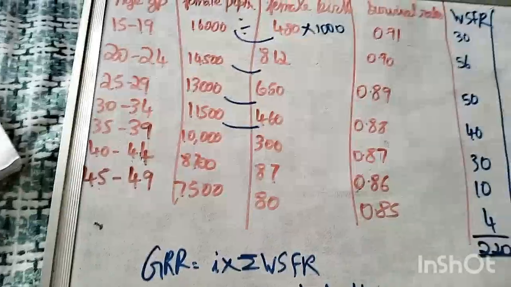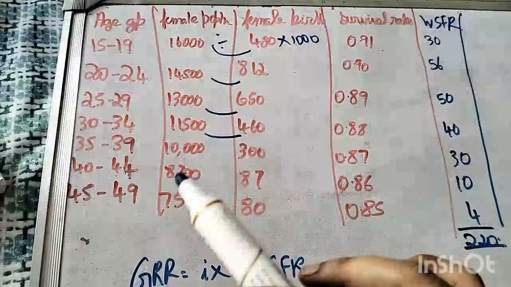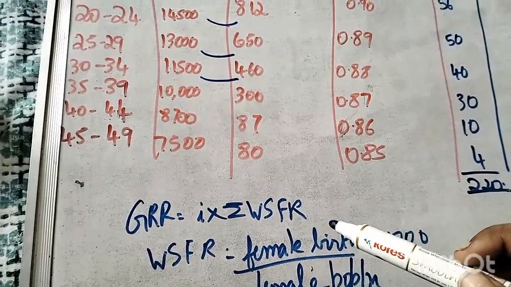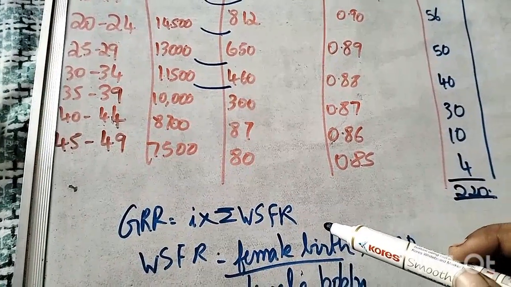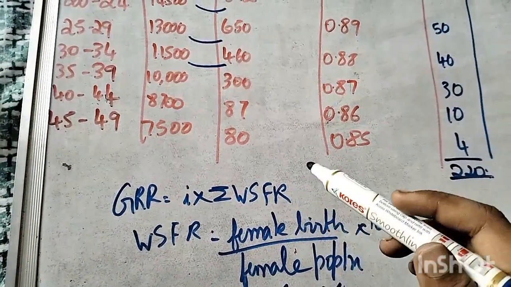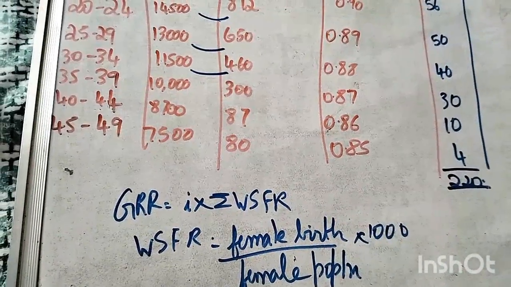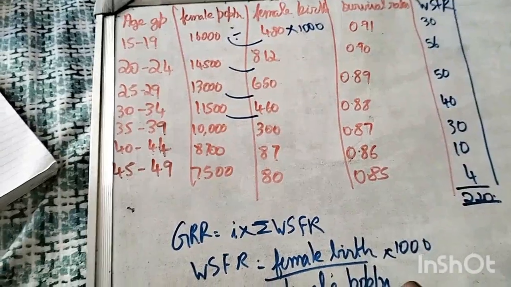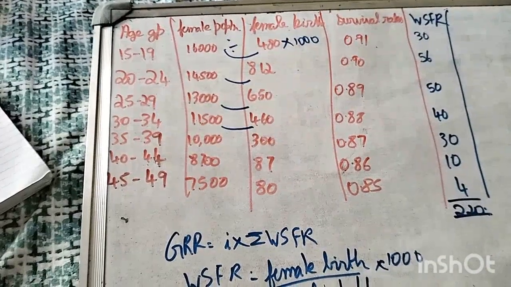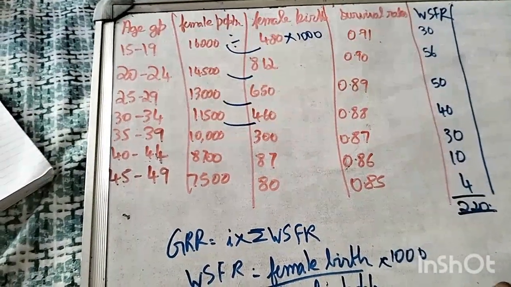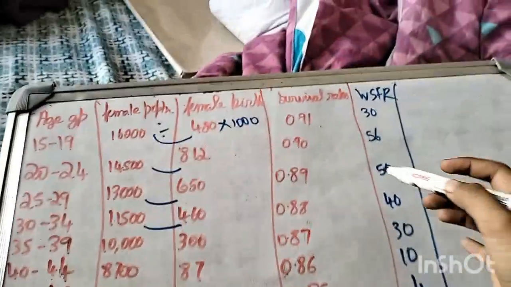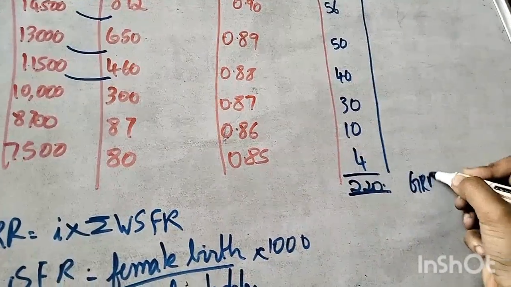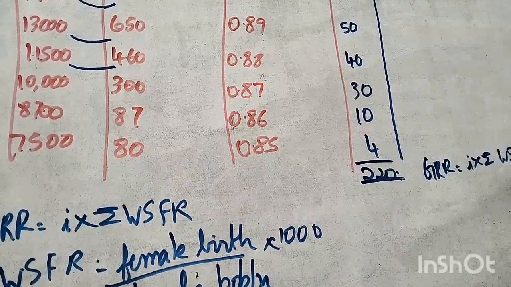Next, they've given us the age group, female population, female birth and survival rates. WSFR is not given. So here we need to find out GRR and NRR, the two reproduction rates. GRR is equal to I into summation WSFR. WSFR is nothing but female birth by female population into 1000. In this question, female birth is 480, female population is 16,000, into 1000, so that's going to be 30. That's how you fill the rest of the values. Total of WSFR is 220, so you write GRR is equal to I into summation WSFR.